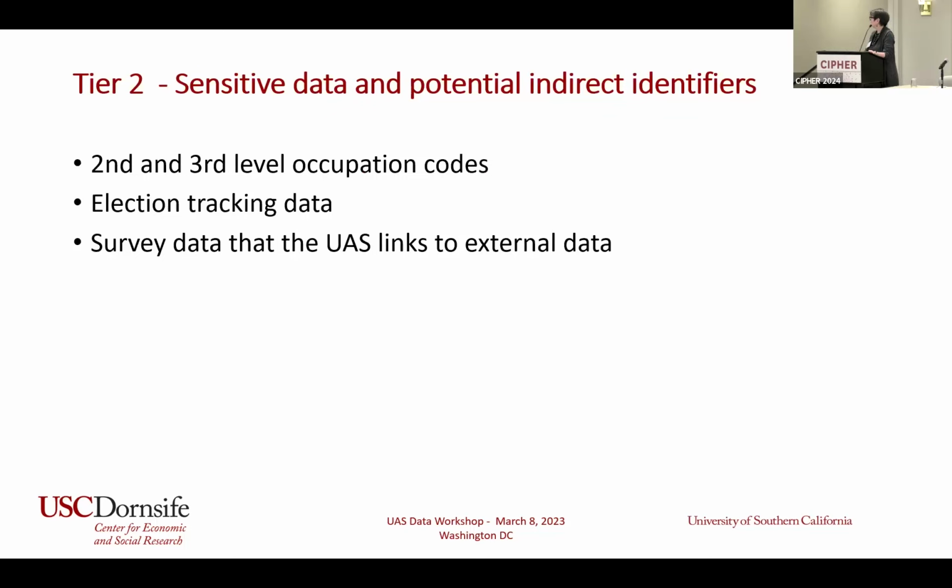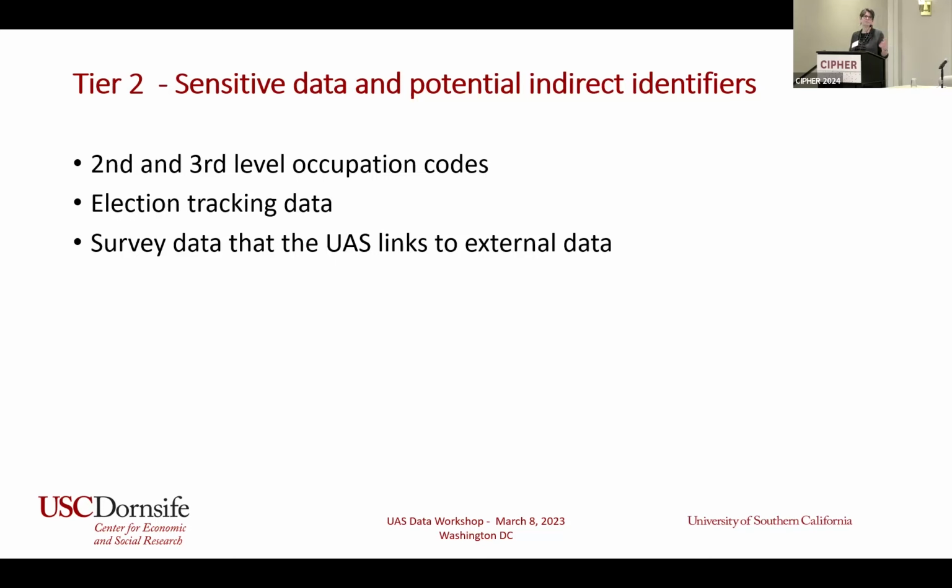Tier 2, as I mentioned, the first level codes are available in the data for occupation codes, but second and third level, you just need to put in a sensitive data addendum to access those. And also considered sensitive are our very granular election tracking data, and then any data we may have linked to external data. For example, if you want us to link survey data to county level data on traffic for analysis or something along those lines, we can actually do that linkage for you behind the scenes and take out all the location information, or perhaps leave a dummy location variable for analysis.